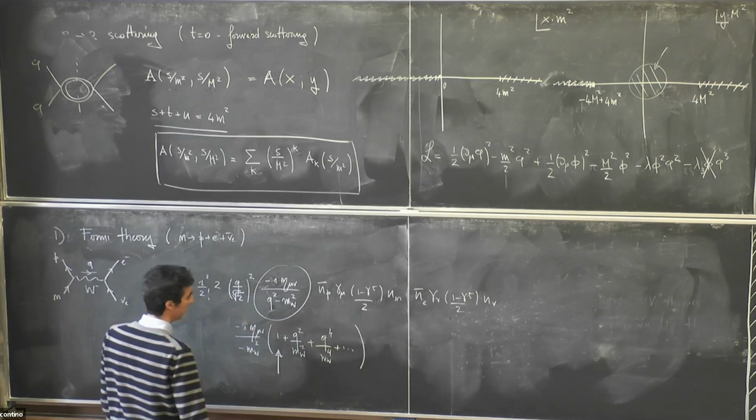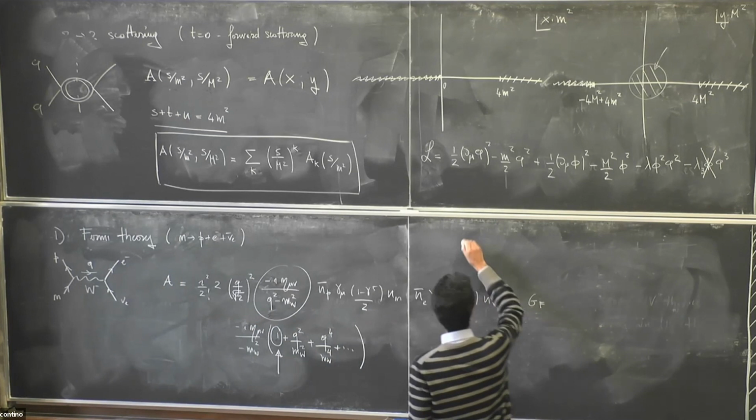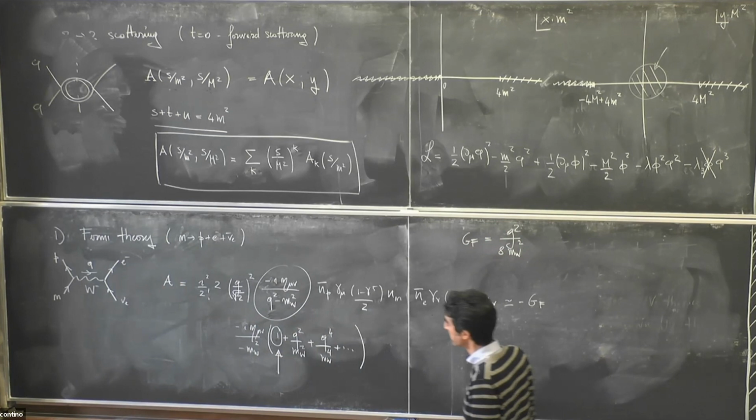So this can be approximated, as you know, to be G Fermi, where G Fermi is g squared divided by 8 M_W squared, actually I think it's minus probably. And there is also an i.